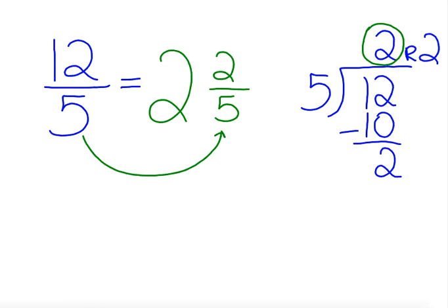And I could always go back and check my work, right? 5 times 2 is 10. 10 plus 2 is 12, right? We could do it the opposite way just to check, right? So there we have changing an improper fraction to a mixed number using division. And it's very important to know where each part goes in the mixed number. Quotient is your whole number. Numerator is from the remainder. Denominator stays the same. Okay?